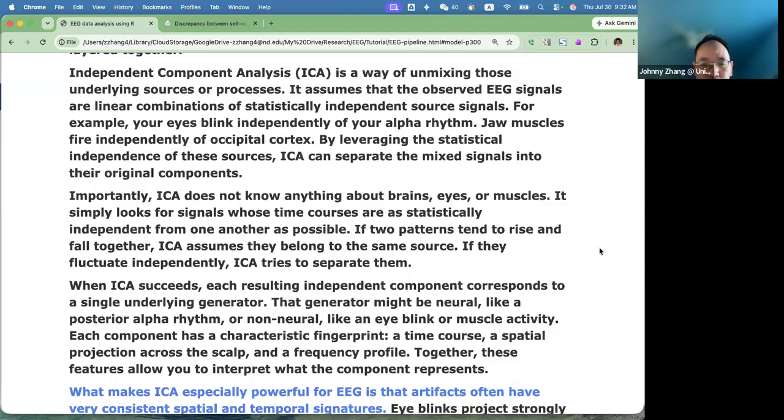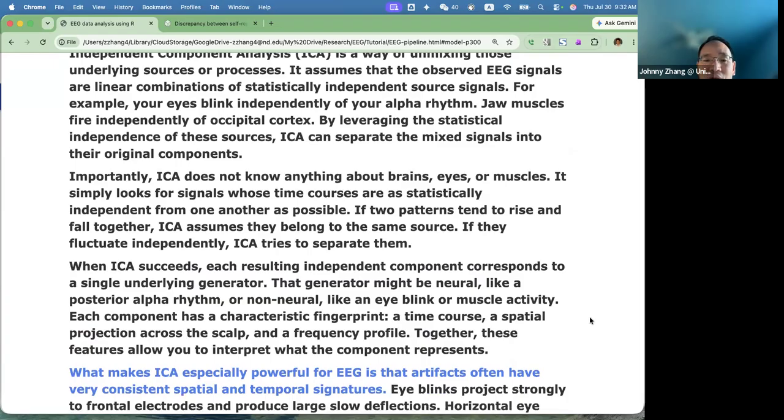Basically, in ICA, we are looking for signals that work together. If two signals have very high correlation, right, they change in the same way. In this case, we assume those signals are from the same source. But if they change relatively independently, in this case, they may come from different sources, right?